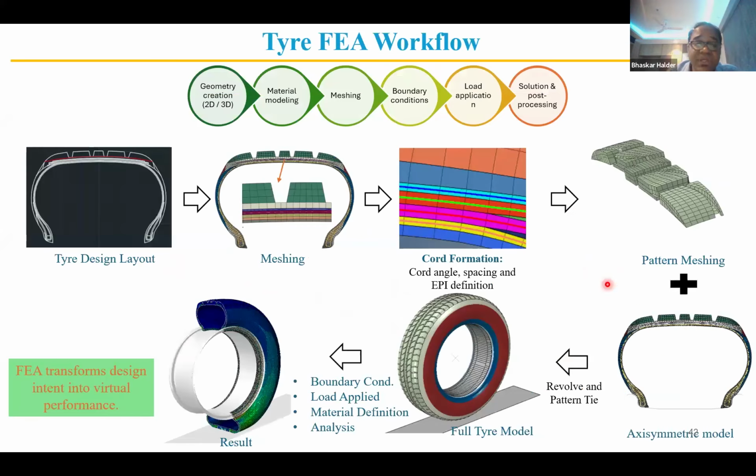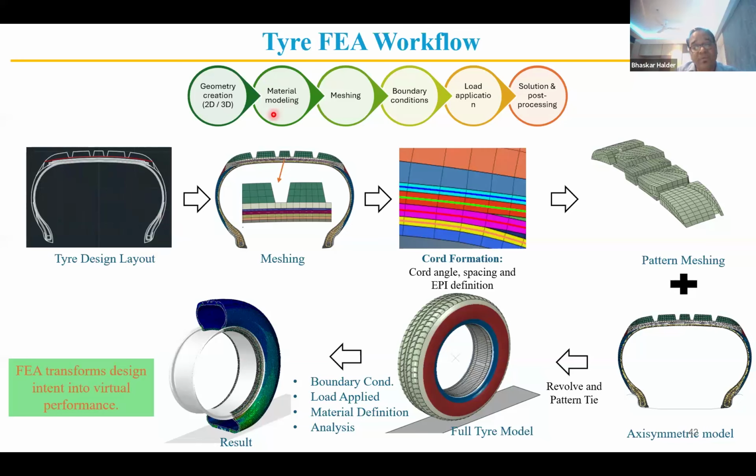So in the case of the tire FEA workflow, we are giving this type of geometry that is called the tire product layout, which I have discussed already. This is actually the basic geometry of a tire. It is called the cross section of the tire, and we call it a layout. So we are giving this type of layout.